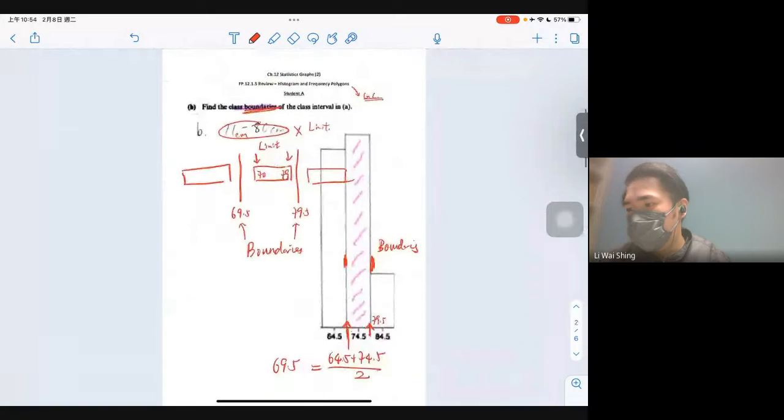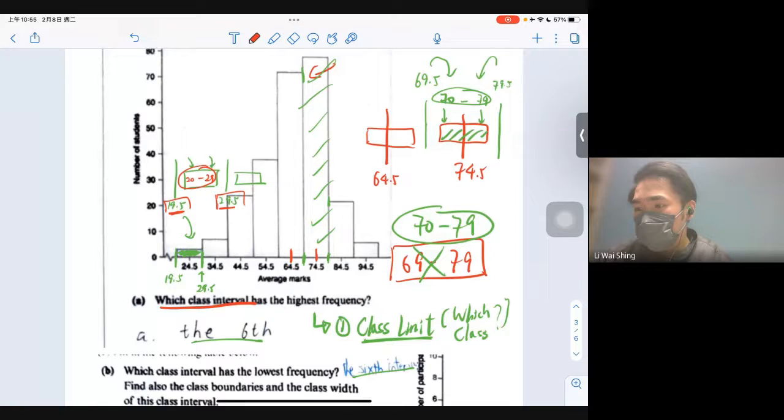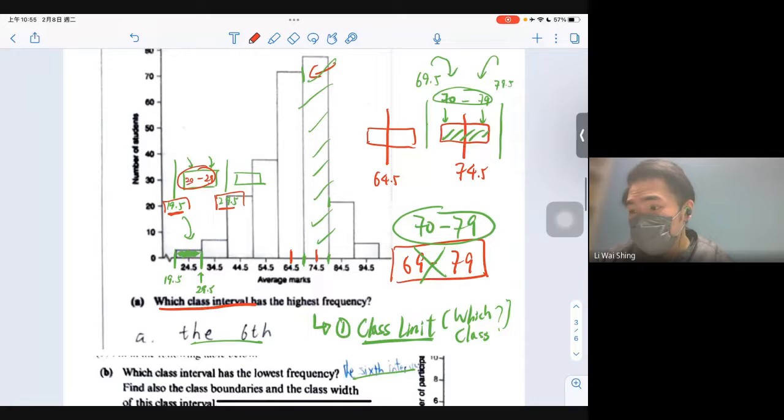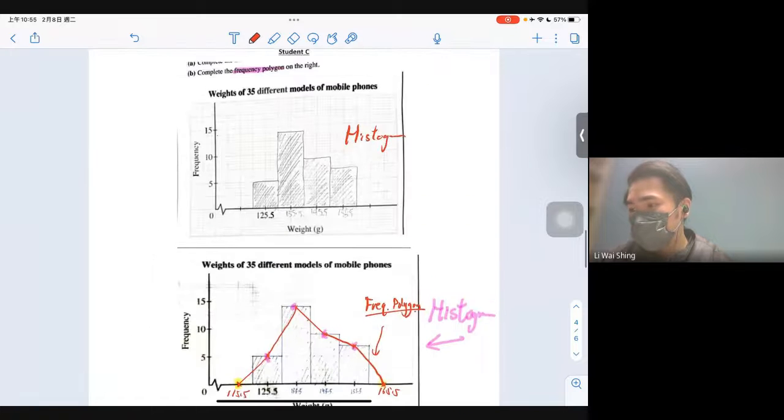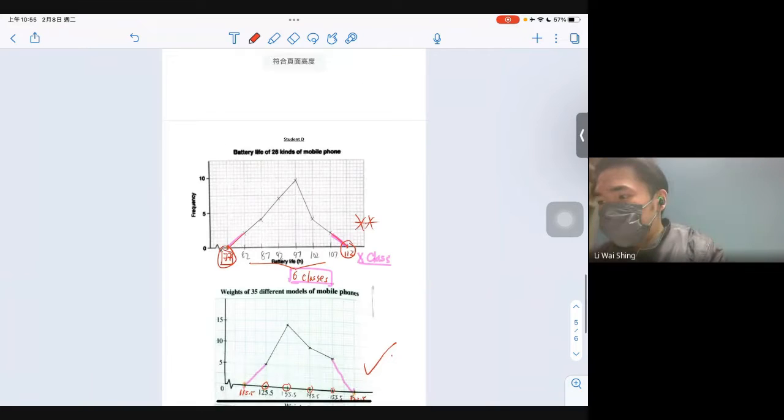The first one, someone messed up the boundaries and the limit concept. The second, yes, you need to identify the class interval, and you need to tell me the class limit. Third, when you're asked to draw, you need to know whether you're drawing the histogram or the frequency polygon. And the last one, when you're asked to draw the frequency polygon, remember you need to add 2 extra classes there. Okay? So, you have finished studying this part.